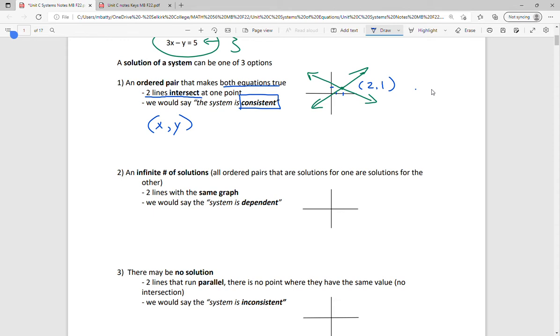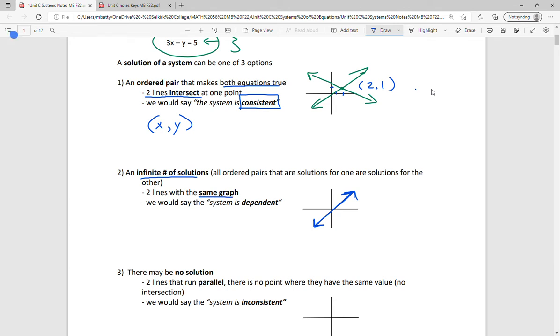An infinite number of ordered pairs that make it true. This is what happens when you have two equations of a line, and they may look different from each other, but if you were to graph one on the graph, it would look like that. And then if you put the other line on the graph, even though it looked different, it actually makes the exact same line. So we can have two linear equations that look different, but when we graph them, they're actually the same line. They're the same graph.